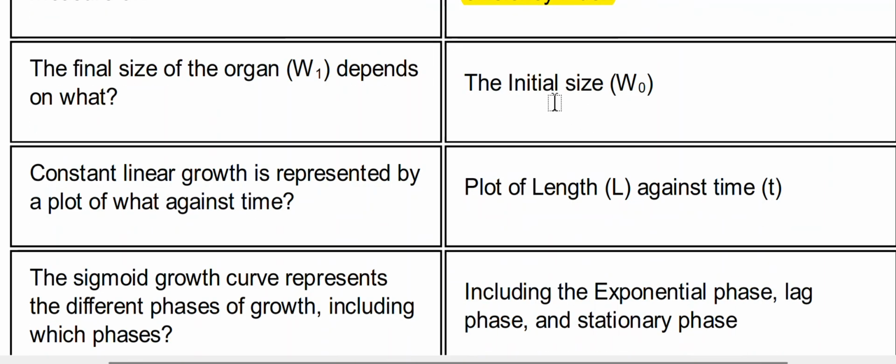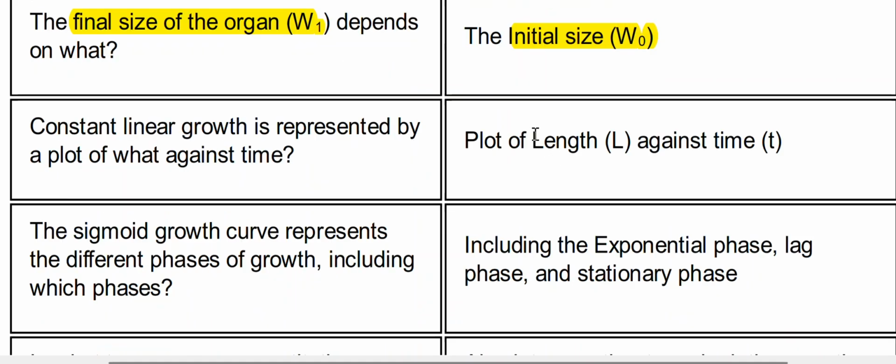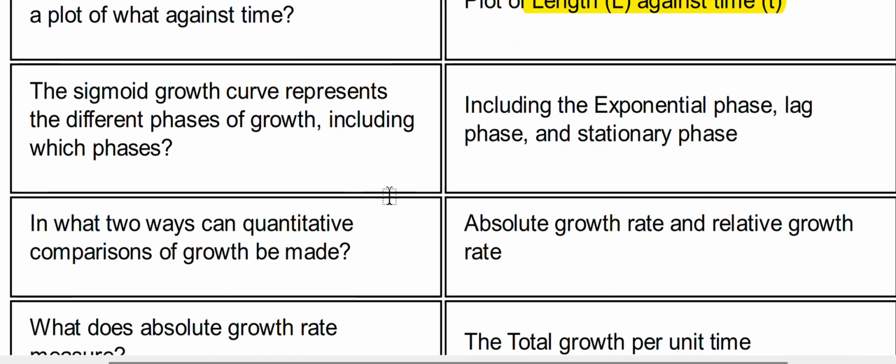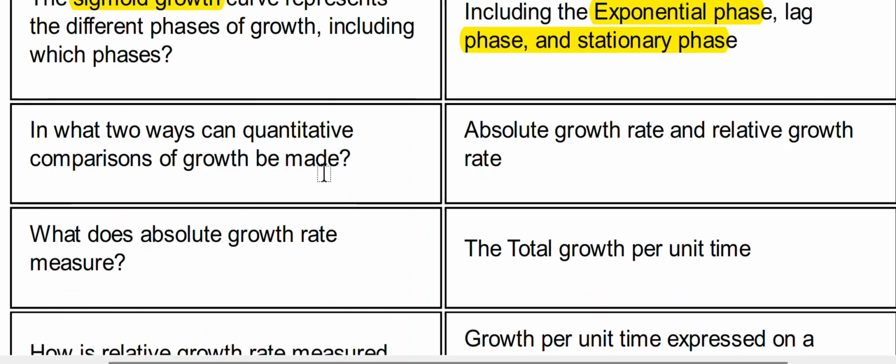First we have to check the initial size, and based on that we can check the final size. Based on the size difference, as well as the initial length and final length, we can say whether growth happened or not. Over time, this is also based on linear growth. The lag phase, exponential phase, and stationary phase are all included in the sigmoidal growth curve. There are two types of growth rate: absolute growth rate and relative growth rate.